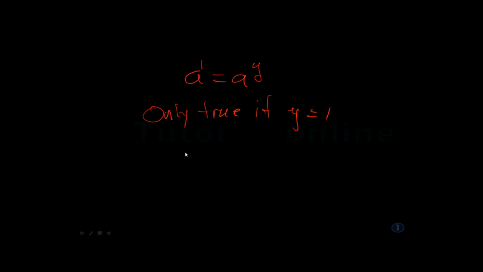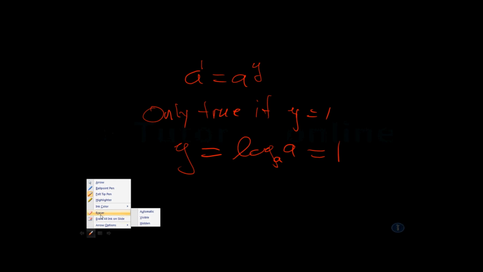If I take the logarithm of this equation, I can then say that y is equal to the logarithm of a to the base of a, and this implies this initial equation can only be true if y is equal to 1, and that means that the logarithm of any number to the base of the same number is equal to 1. That is just something to be remembered and understood when we solve some problems.